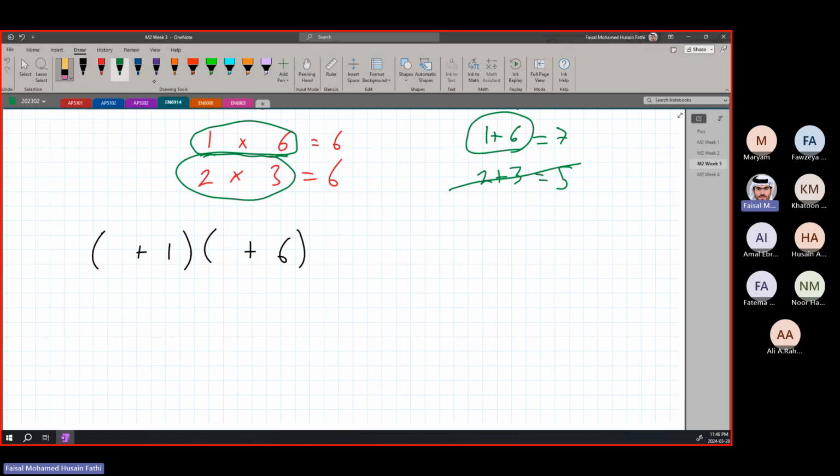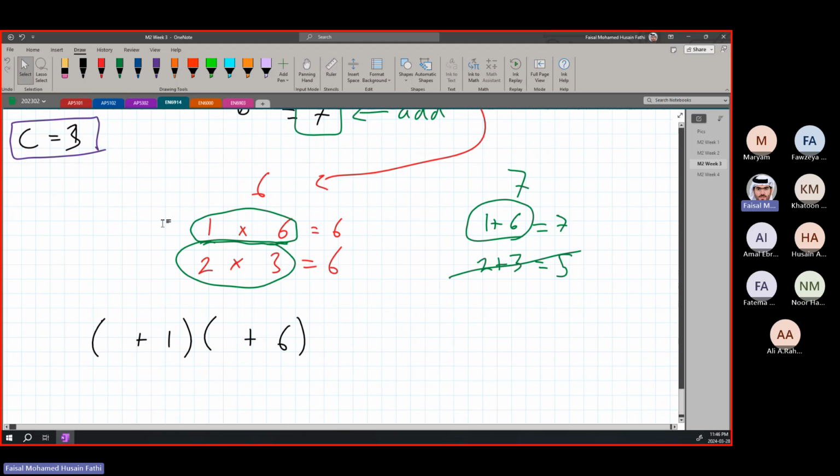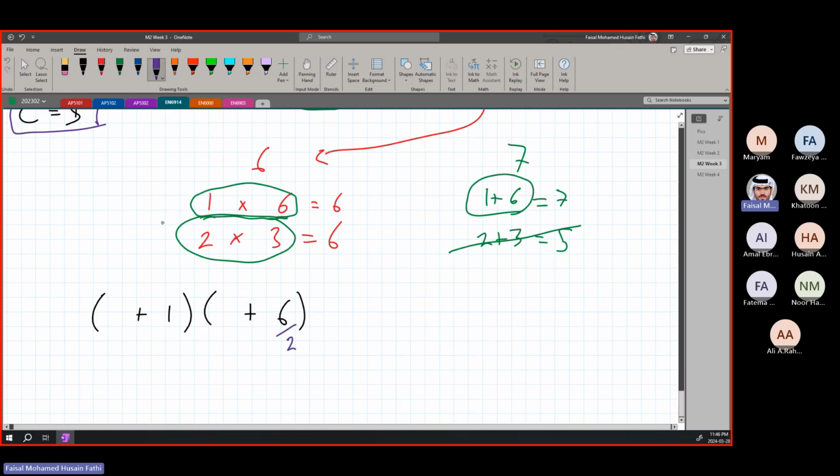Let's go one by one. Because this is the C value that we need, 3, we need to divide this by 2 to get that 3. And since we're dividing by 2 over here, we're going to have to multiply by 2 in the other area. This is a quick, easy method of how I usually solve factorizing.